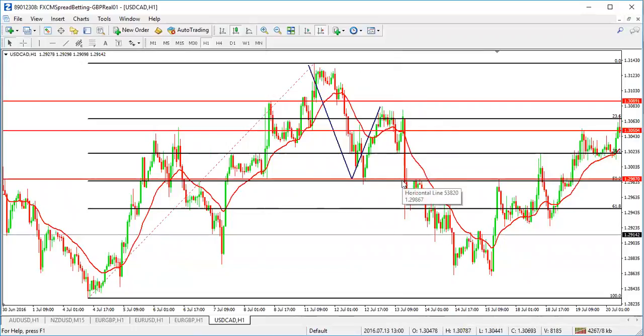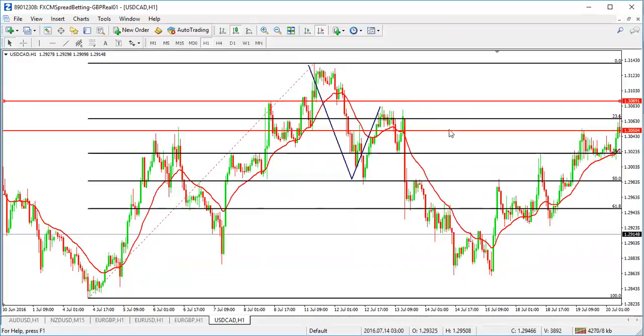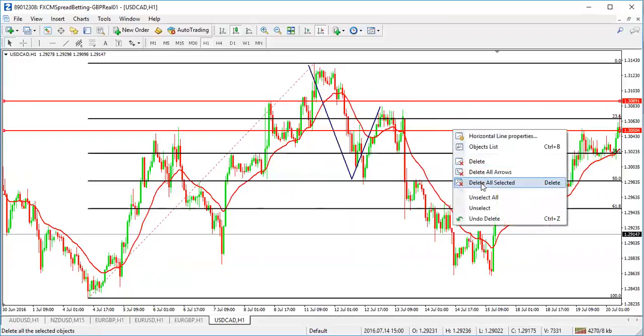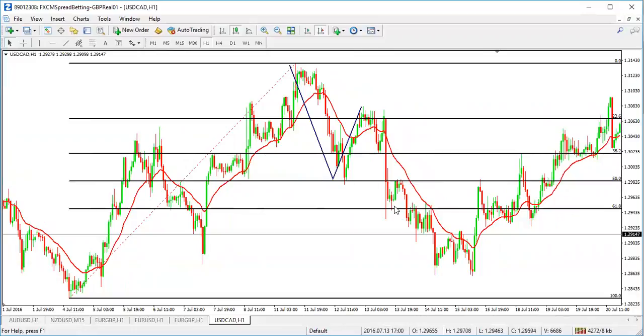I mean, you could carry it on further. You can see here this is a great example of how these lines are respected, because 23.6 down to the 61.8, which was 50% was previously support, down to 61.8, up to the 50%, now resistance, and all the way it goes down.